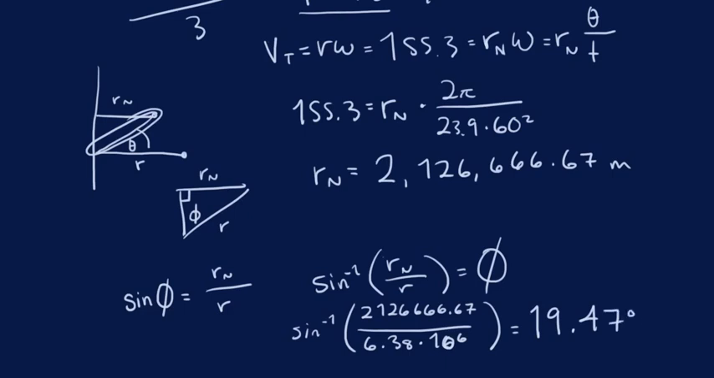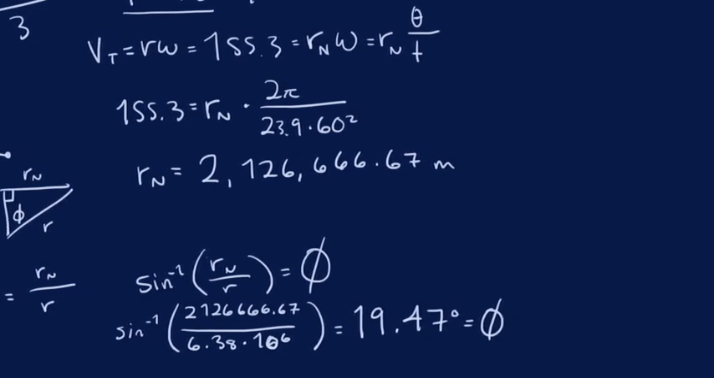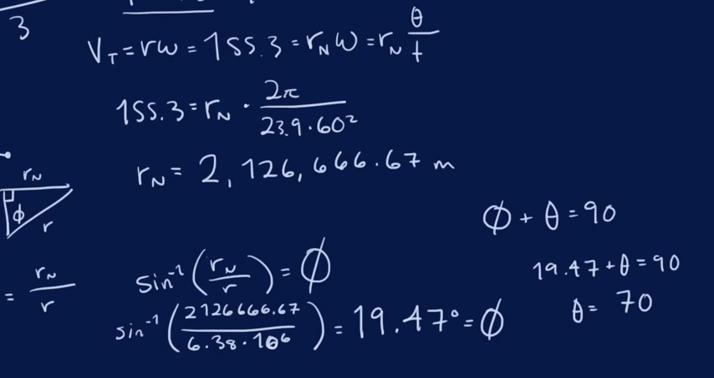So from here, to get theta, phi plus theta equals 90, right? So, solving for that, this is easy, I don't know why I'm writing it out. Theta equals 70.53 degrees. And that's the answer we should get. There's probably a shorter way to do this, but this is the way that works for me.